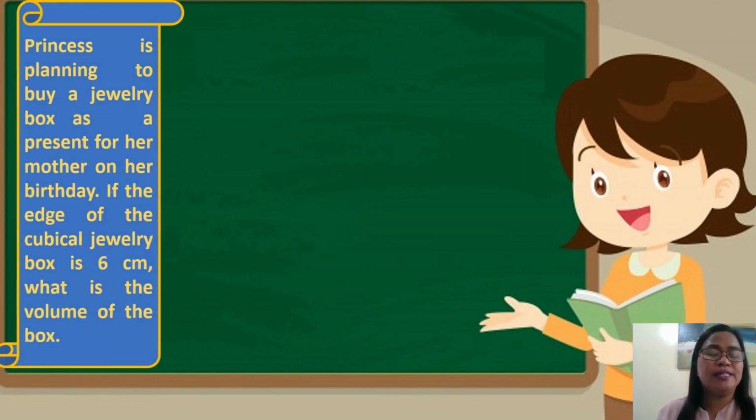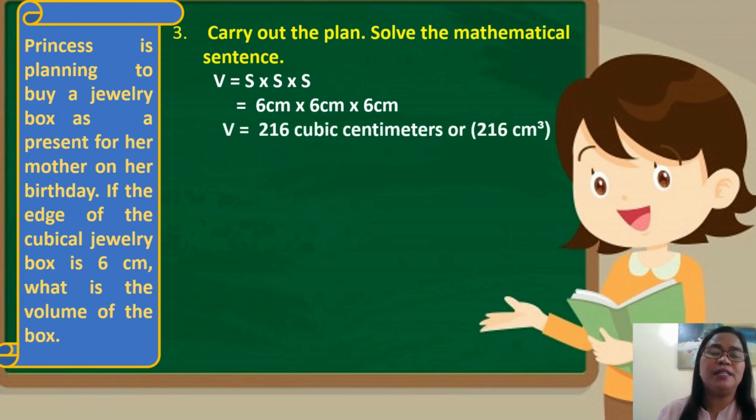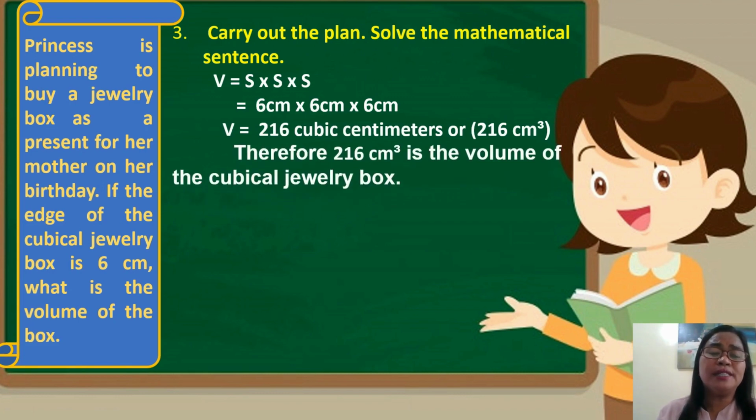What do you think is the next step? Yes, we need to carry out the plan or solve the mathematical sentence. So volume equals side times side times side, which is 6 centimeters times 6 centimeters times 6 centimeters, equal to 216 cubic centimeters. Therefore, 216 cubic centimeters is the volume of the cubical jewelry box.